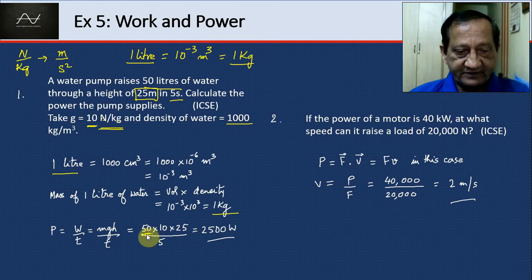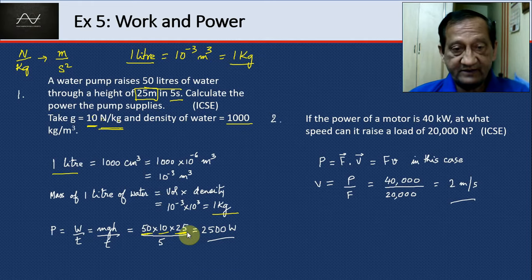Mass of 50 liters is 50 kg. g is supposed to be 10 as per the question, and the height through which it goes is 25 meters. That is the work done. What is the time taken? 5 seconds. Divide by time. So many watts.